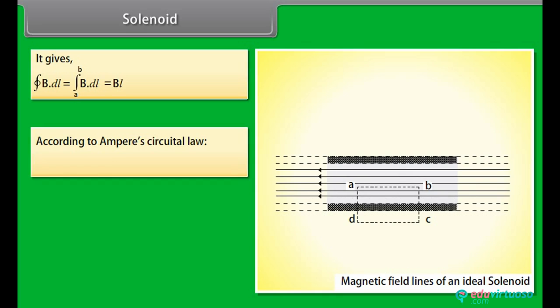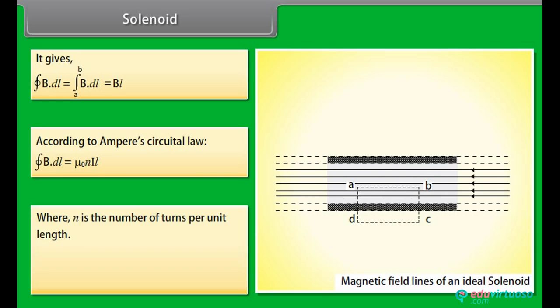According to Ampere's Circuital Law, closed integral of B dot dl is equal to mu naught nIL, where n is the number of turns per unit length. From the above two equations, we get the result B is equal to mu naught nI.